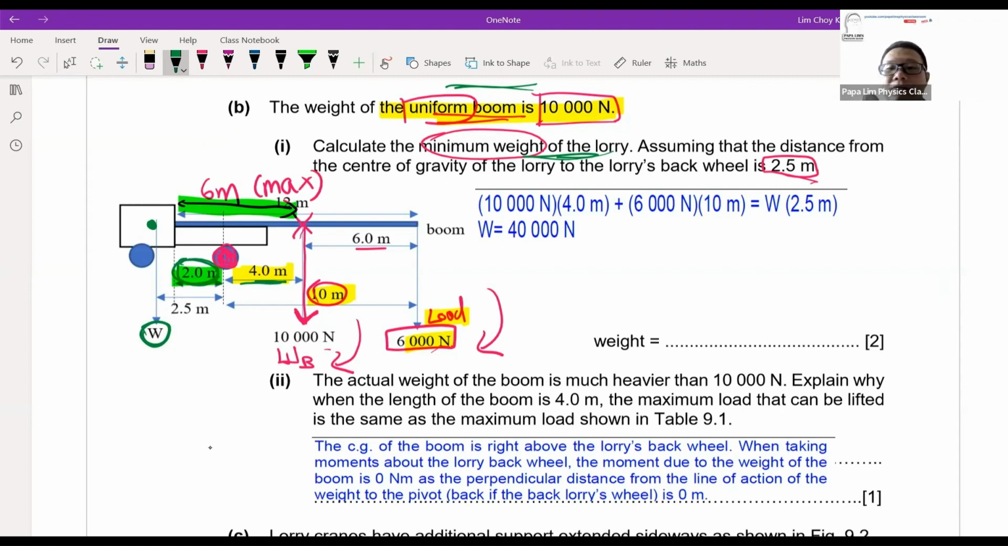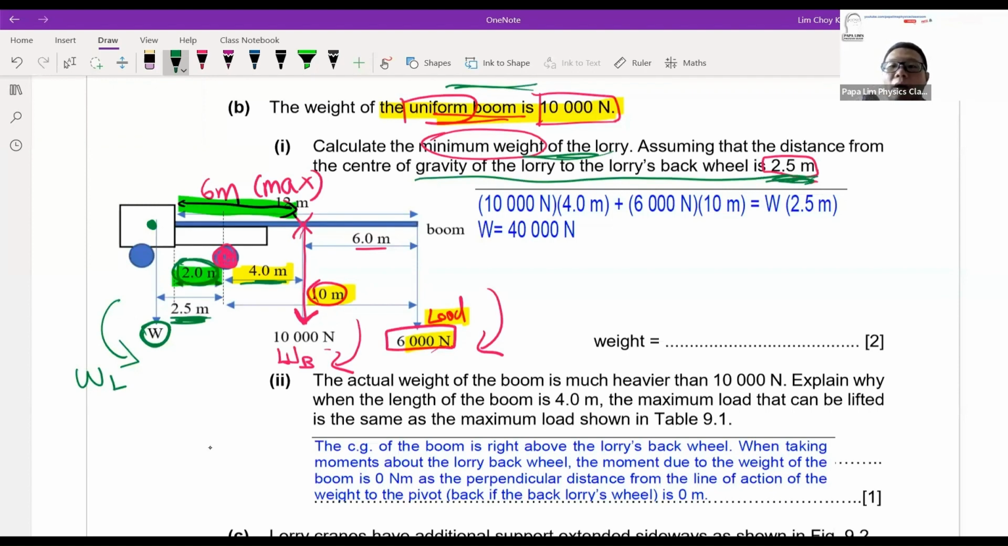And how far is it from the back wheel? Based on the information given, I will know that the question mentioned that the CG of the lorry is actually 2.5 meter away from the back wheel. Okay, so now I know the 2.5 meter is actually on the front side of the back wheel. So this will be 2.5 meter, which gives rise to an anti-clockwise moment. So this is the weight of the lorry itself.